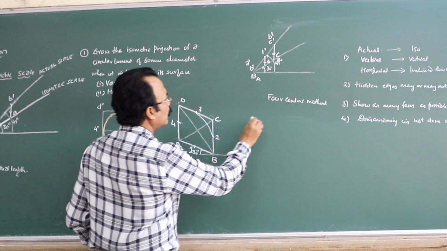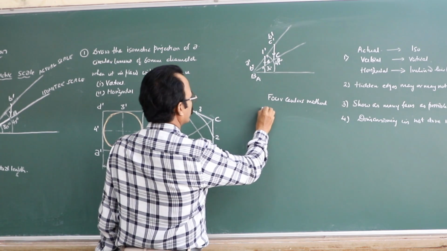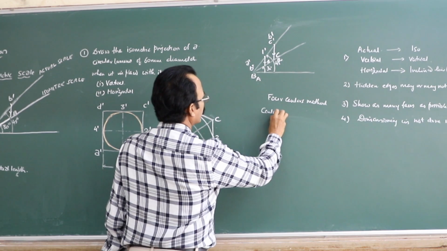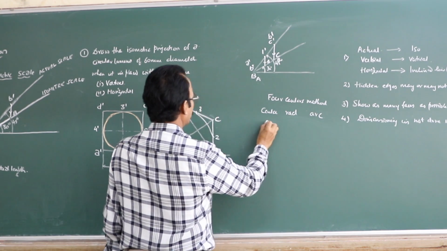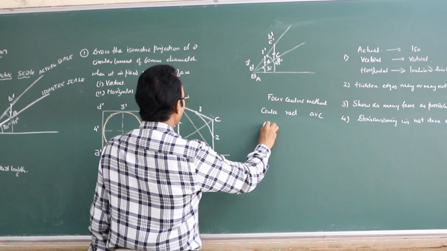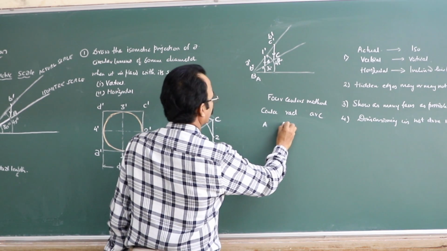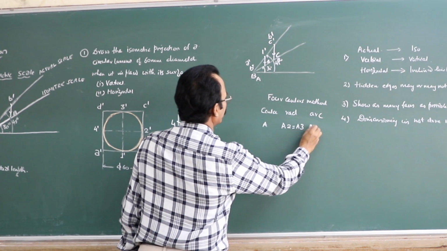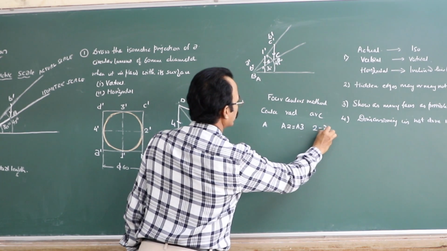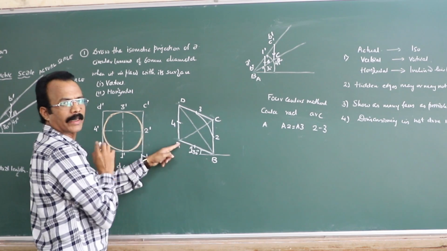Okay. So I'll write it here. This is center, this is radius, this is your arc. So take A as center, then A2, which will be equal to A3, draw the arc 2, 3. This is the first thing.